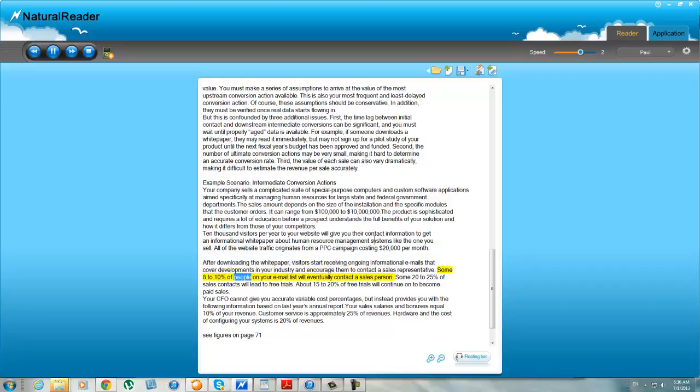Some 8 to 10% of people on your email list will eventually contact a salesperson. Some 20 to 25% of sales contacts will lead to free trials. About 15 to 20% of free trials will continue on to become paid sales.